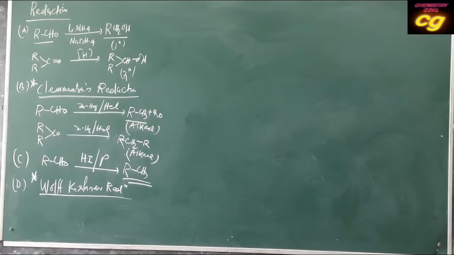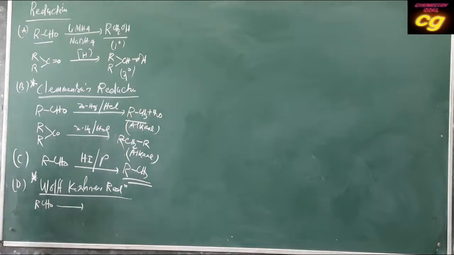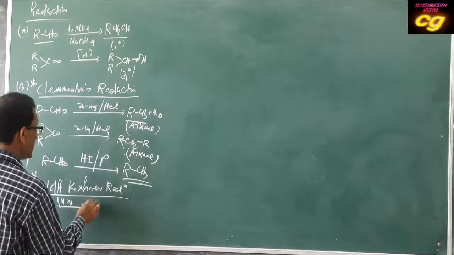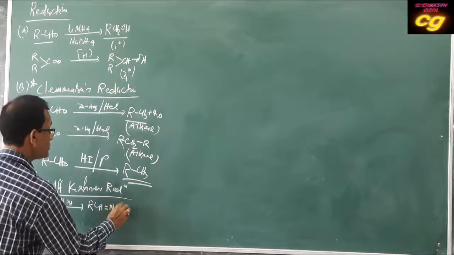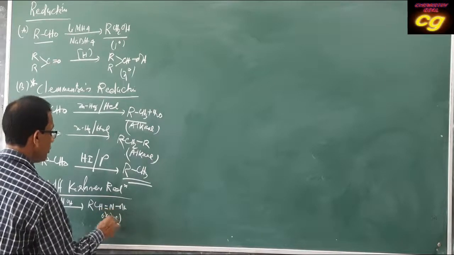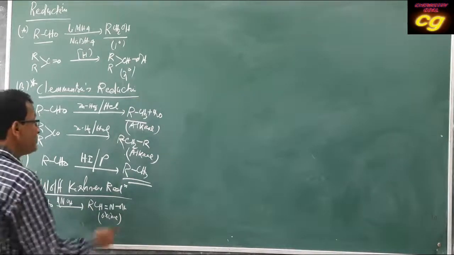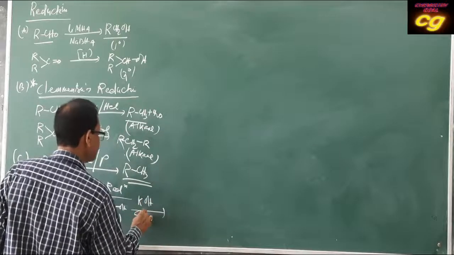What is Wolff-Kishner? In Wolff-Kishner, what happens? When an aldehyde or ketone is converted to oxime with NH2OH, RCH=NOH, this is called oxime. When it converts to oxime, this oxime will then react with potassium hydroxide and ethylene glycol.